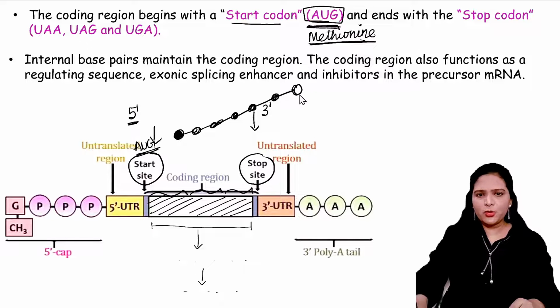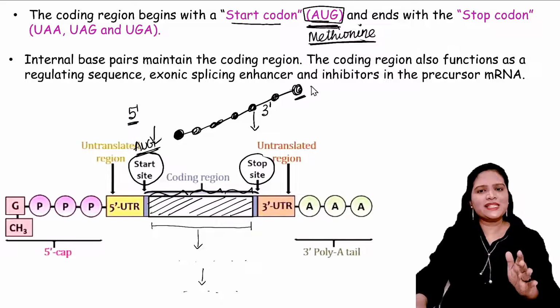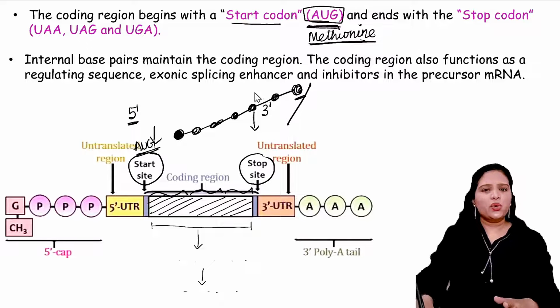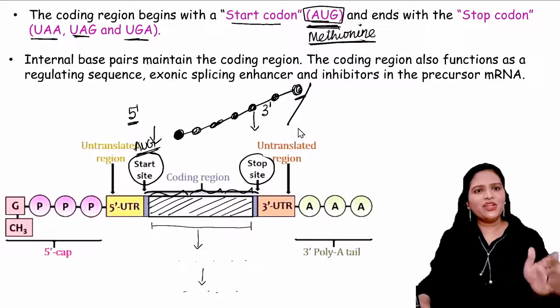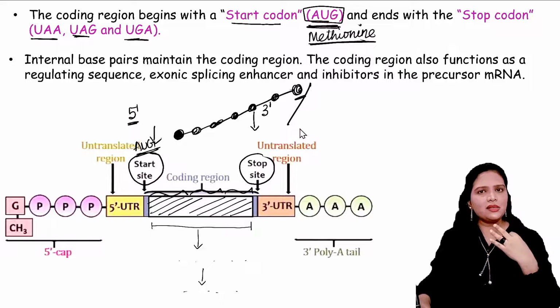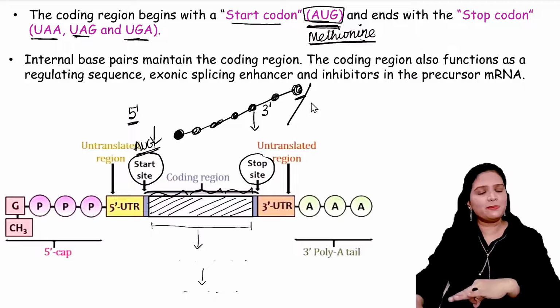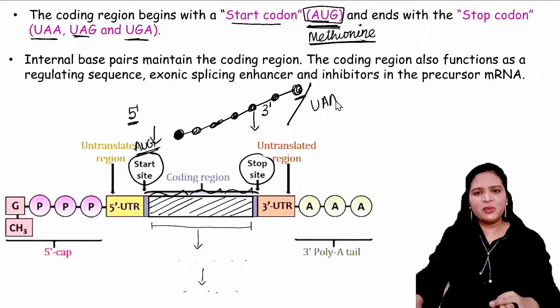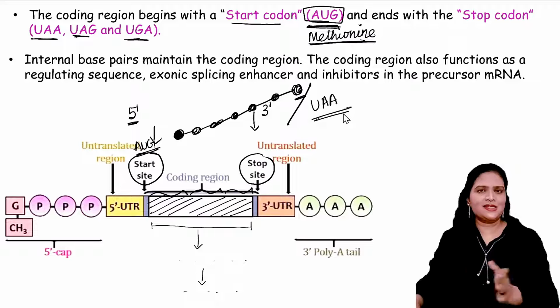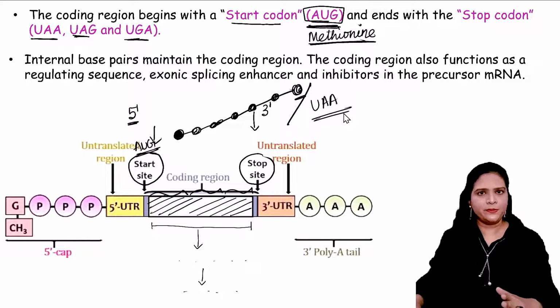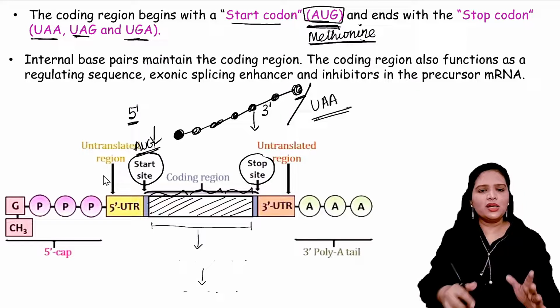When the stop codon comes, the translation or protein synthesis stops. So what are these stop codons? Three stop codons are there: UAA, UAG, and UGA. These three are stop codons. If any one of them is present, then the translation is stopped.